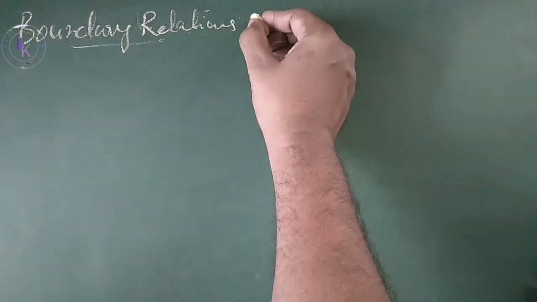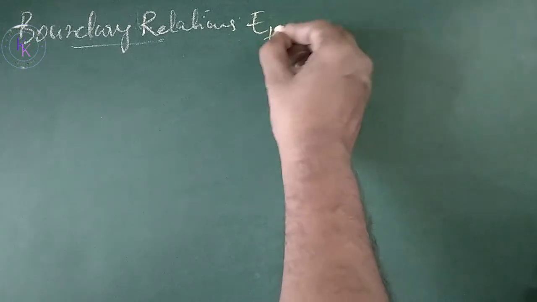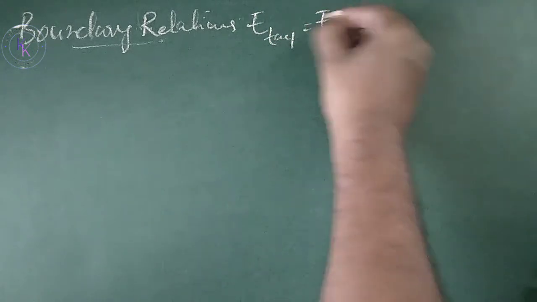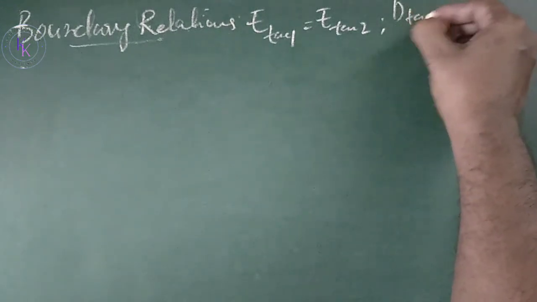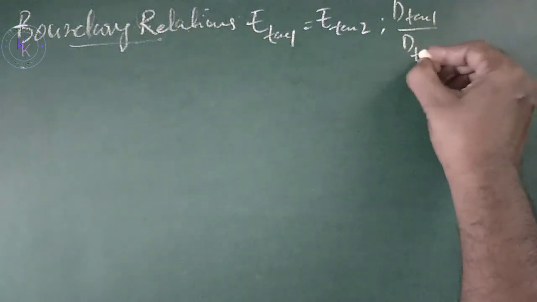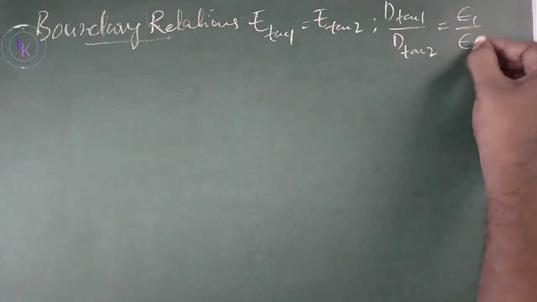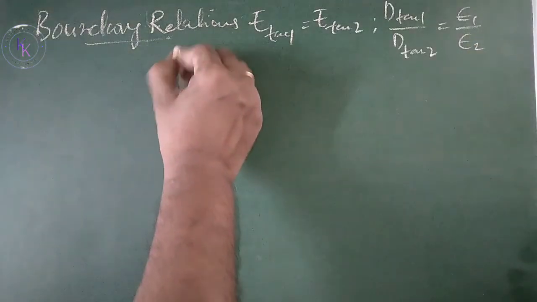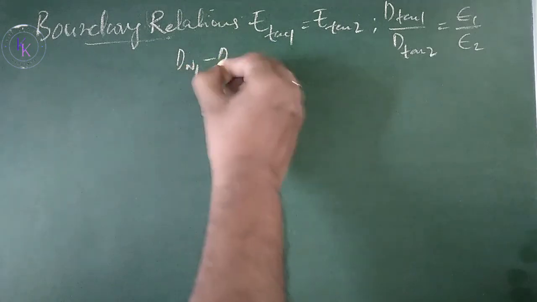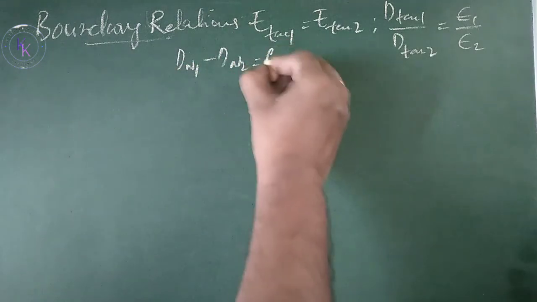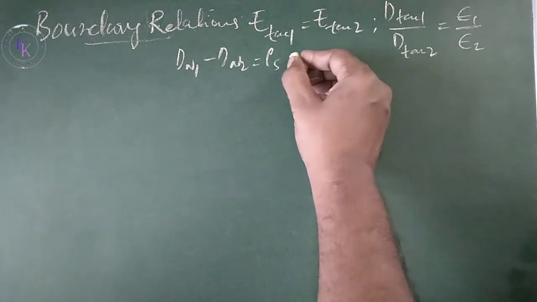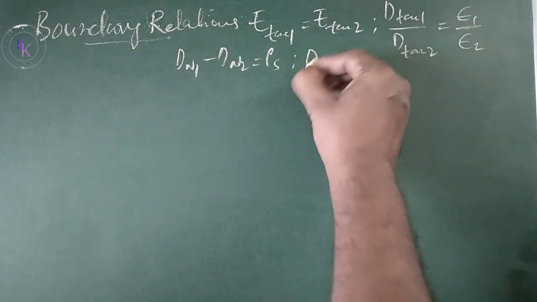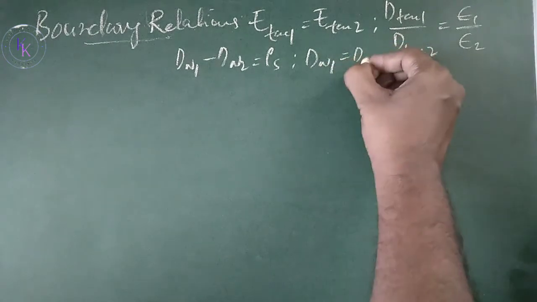For perfect dielectric material, we have the boundary conditions that E tan 1 equals E tan 2, and D tan 1 divided by D tan 2 equals epsilon 1 divided by epsilon 2. For normals, D n1 minus D n2 equals rho s, the surface charge density. If the surface charge density is absent, then D n1 equals D n2.